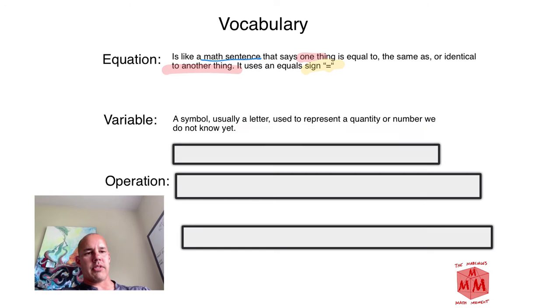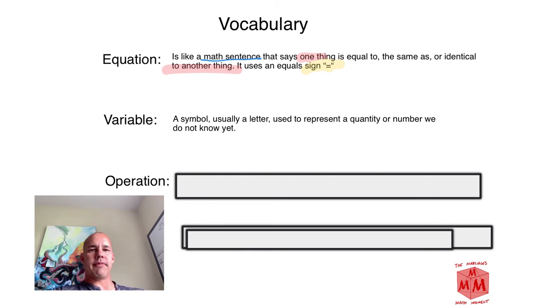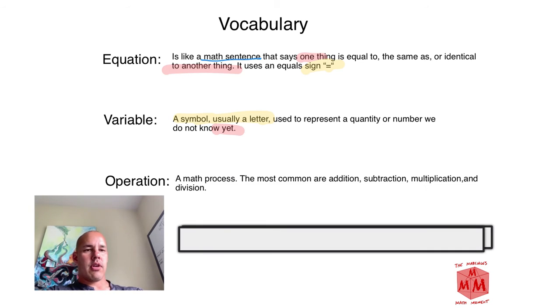A variable. What's a variable? You'll hear this word a lot. A variable is a symbol, usually a letter, used to represent a quantity or number we do not know yet. We find out when we solve them, right? And then lastly, operation. An operation is a math process. And the most common that we're familiar with are addition, subtraction, multiplication, and division.